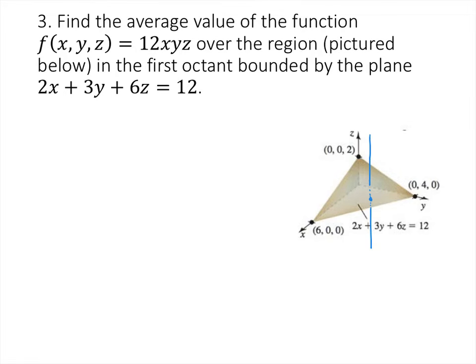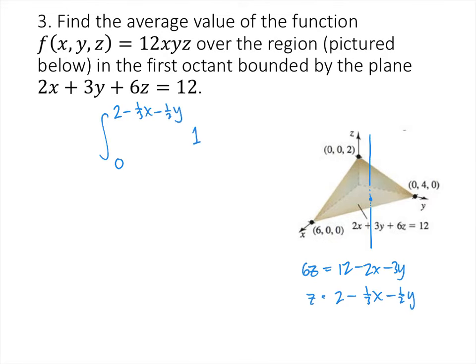The surface on the top is this plane 2x plus 3y plus 6z equals 12. Of course, we're going to need to solve that for z. So we get 6z equals 12 minus 2x minus 3y. Divided by 6, we get 2 minus 1/3 x minus 1/2 y. So that's my plane solved for z. That's going to be the top of my line, and the bottom is just going to be the xy plane. So the innermost integral of my triple integral is going to be from 0 to 2 minus 1/3 x minus 1/2 y.